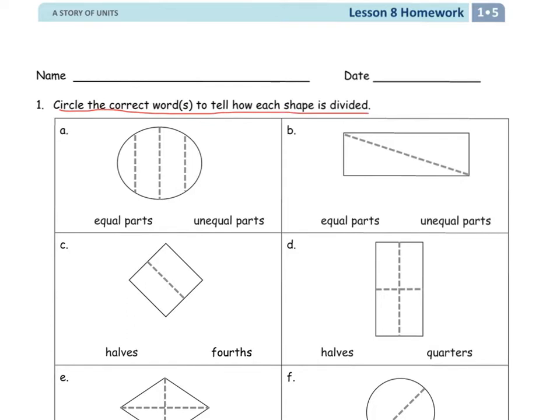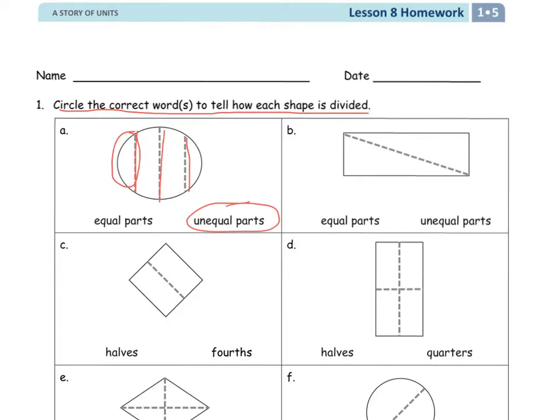So what we're looking at is whether or not the shape is divided into equal parts or unequal parts for A. So here are my lines. And are these equal, meaning can I set this piece on any of the other pieces and have it completely cover it? And I can't, so they're unequal parts.